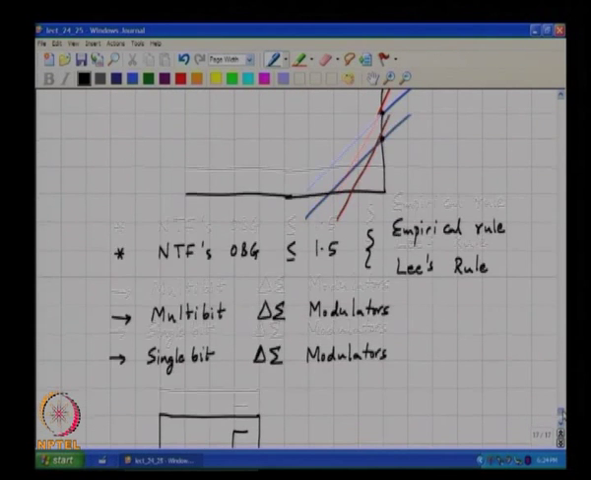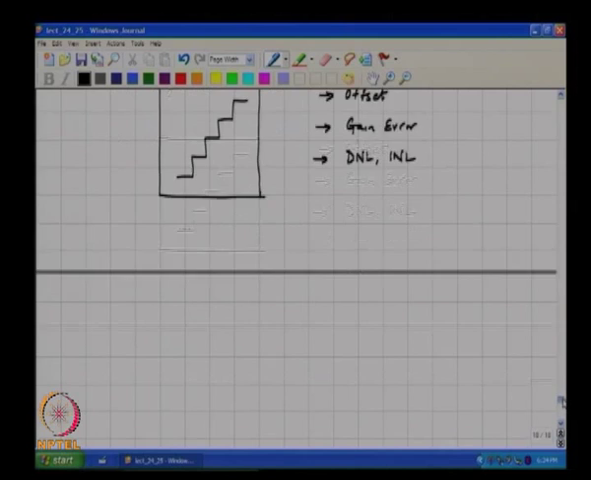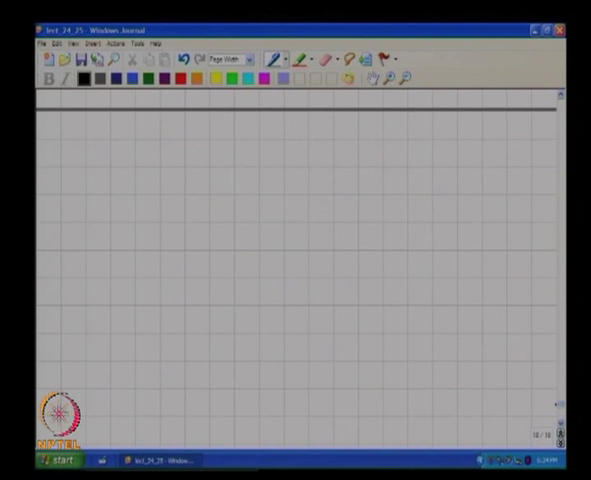I mean, okay, offset, there will be offset and there will be gain error and there will be DNL, INL, all right. So, let us see what happens when the staircase is not a real staircase, or rather not an ideal staircase.